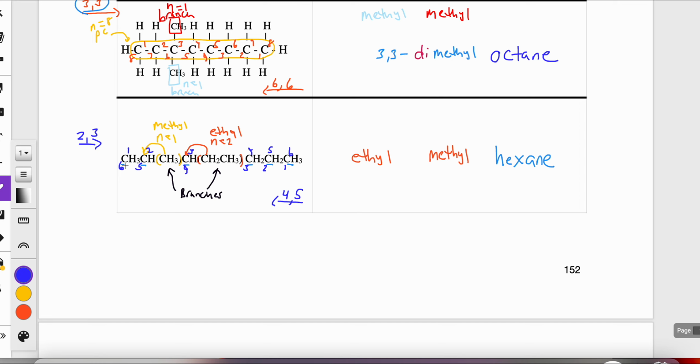So here's the thing. 2,3 is the better set. So the first one I come to is methyl, and the next one I come to is the ethyl. So I have to make sure I match those up correctly in the name. So I have a 3-ethyl, 2-methylhexane.